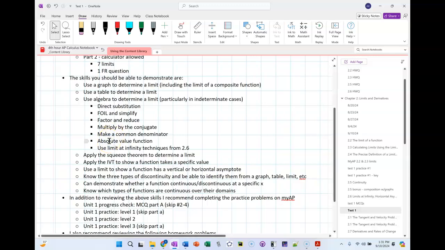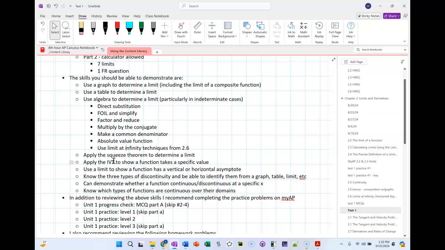The absolute value one, remember we did one there where you have to look at the pieces for the absolute value functions, a little tricky. And then you'll use like your limit at infinity techniques from 2.6. You should be able to apply the squeeze theorem to determine a limit. Apply the intermediate value theorem to show a function takes a specific value. Use a limit to show a function has either a vertical or horizontal asymptote.